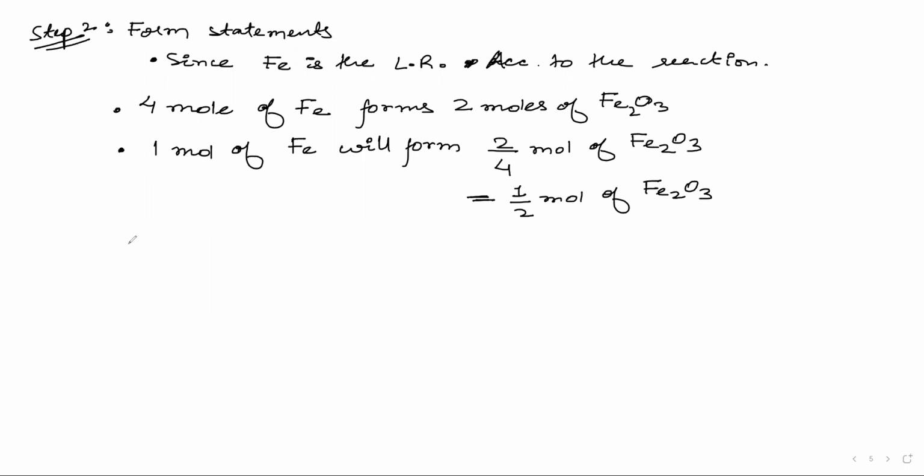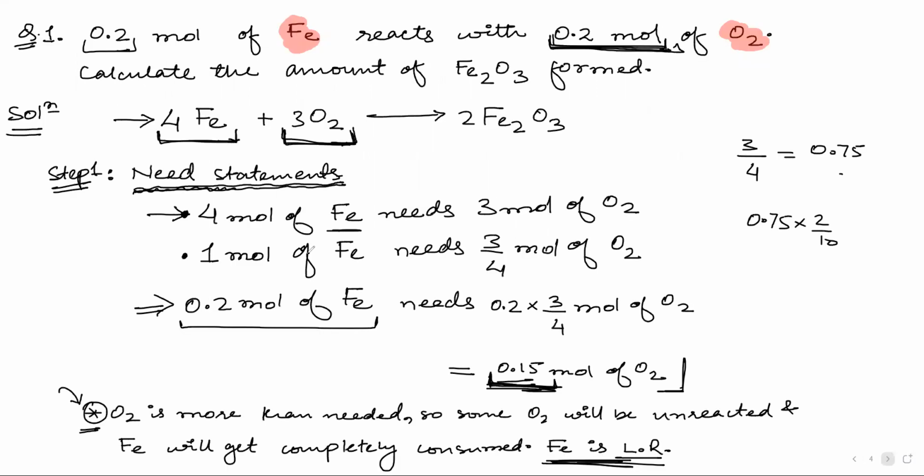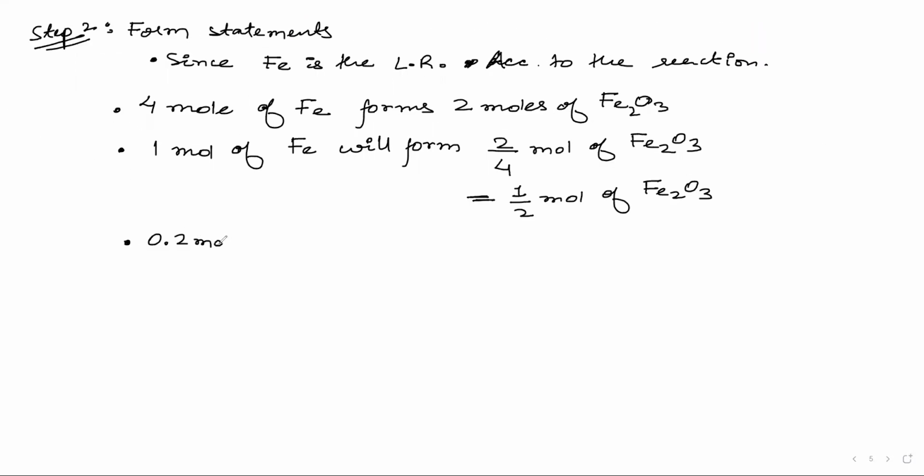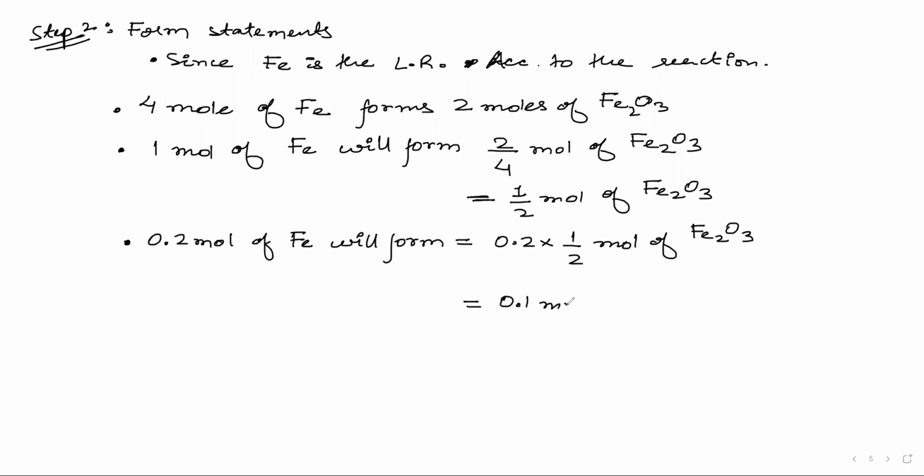Okay, fine. Now I will write the last statement. See, 4 moles, that is from the chemical reaction. 1 mole because of unitary method. Now, how many moles of Fe do we have? We have 0.2 moles. So 0.2 mole of Fe will form how much? 0.2 into 1. How much is 1 mole of Fe forming? 1 by 2 mole of Fe2O3. So this will be equal to 0.1 mole of Fe2O3.